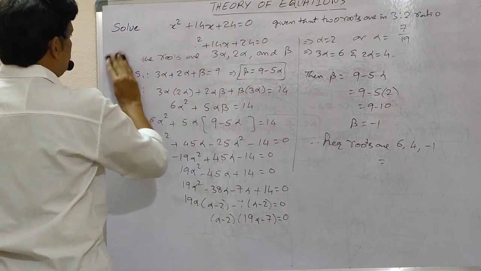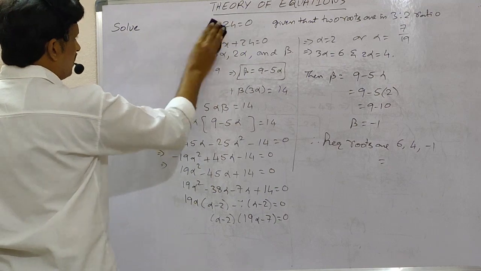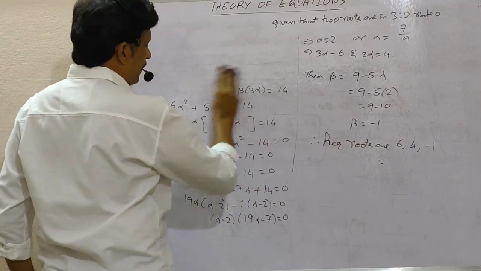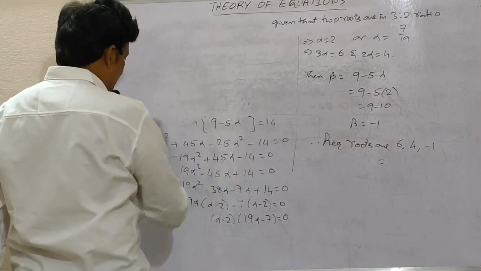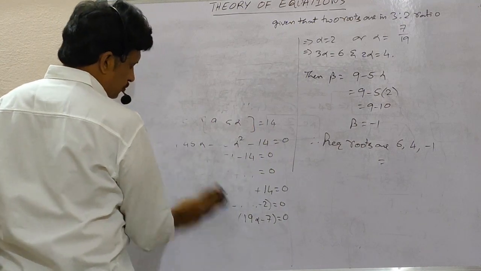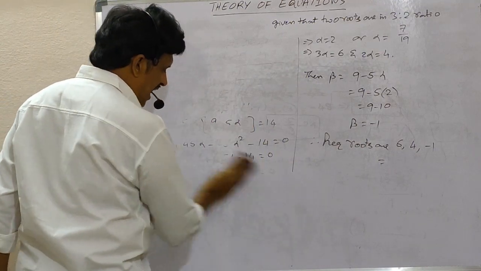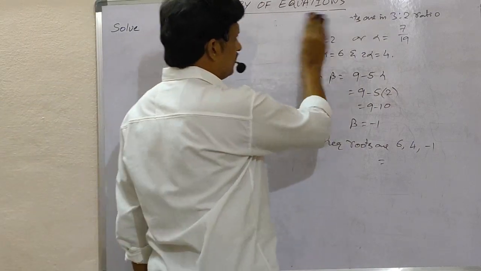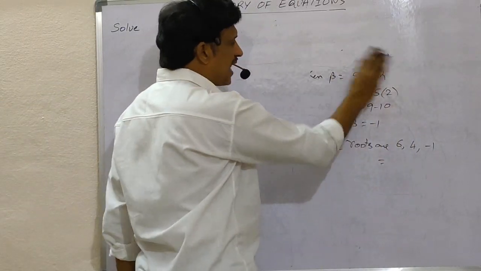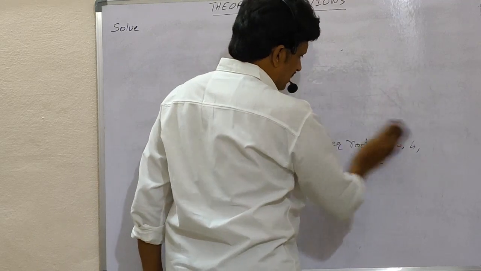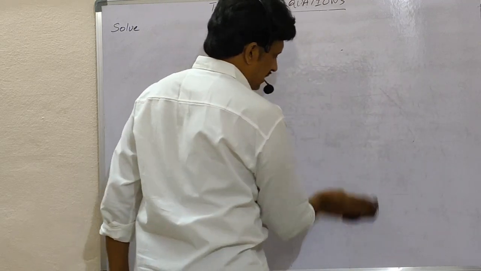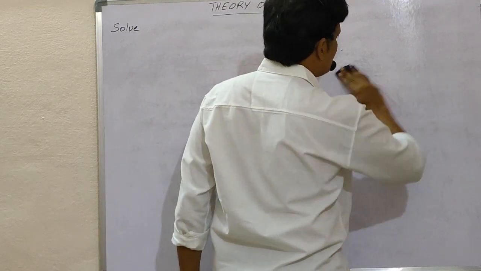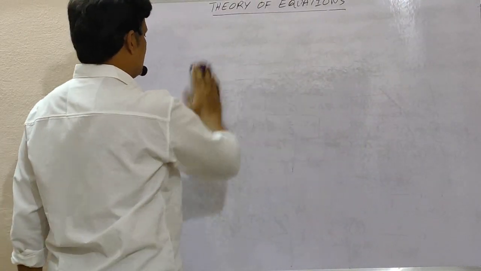Now the next one. A polynomial of degree 4, a biquadratic, is given. So it has 4 roots: alpha, beta, gamma, and delta is the fourth one. And let me write the problem. Then we'll discuss the given condition.